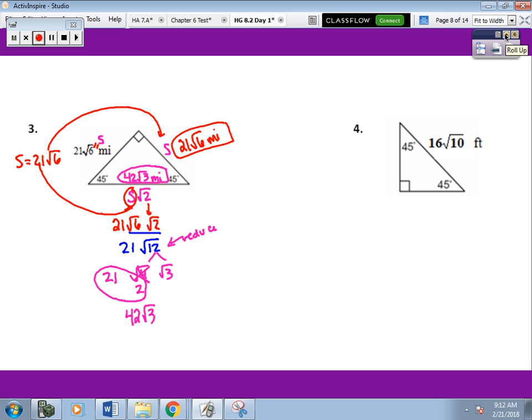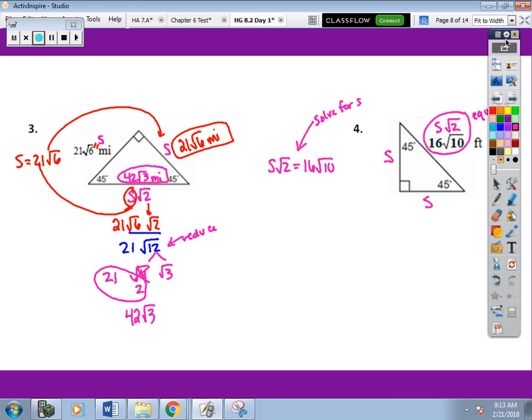Okay, next one, label your triangle S root 2 or X root 2, whatever you like. So we need to create an equation setting S root 2 equal to 16 root 10. And then we'll solve for S. So there's two scenarios. They can either give you the leg and you just plug in S, or they can give you the hypotenuse and you have to actually solve for S and then plug it in.